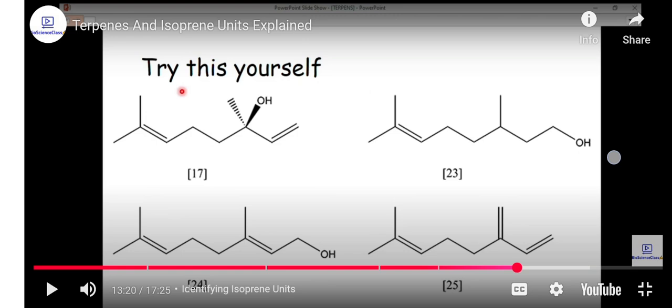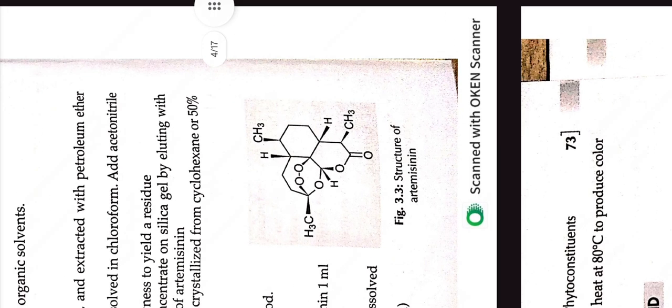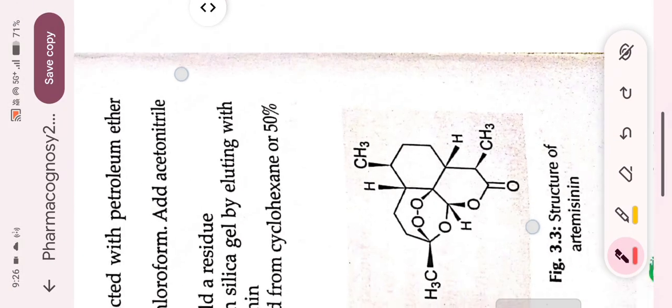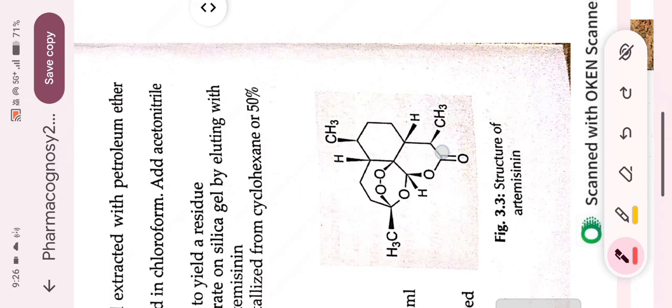Artemisinin. This one is attached to this one. Yes, I got you here. Artemisinin, this is the structure. Okay, I would like to show by writing these things. Yeah, I will show here.